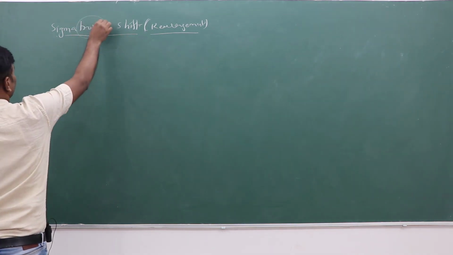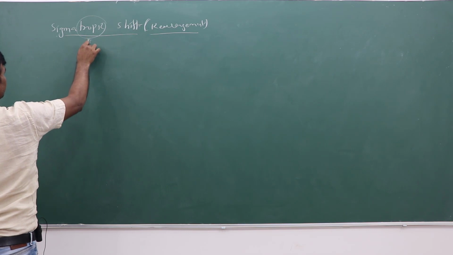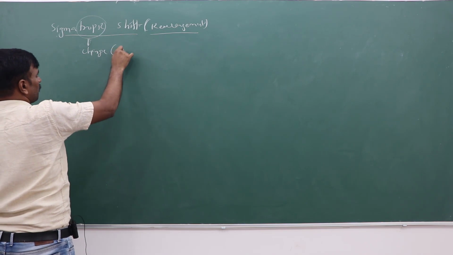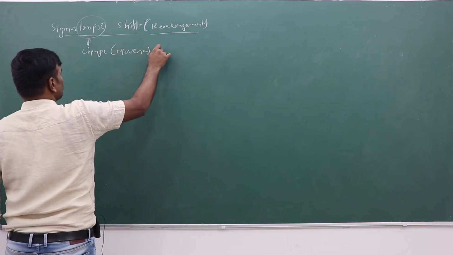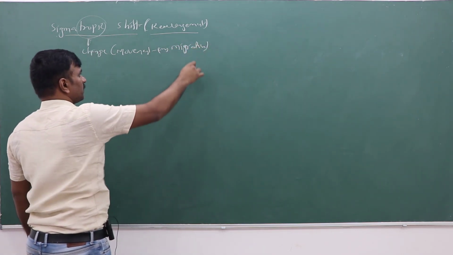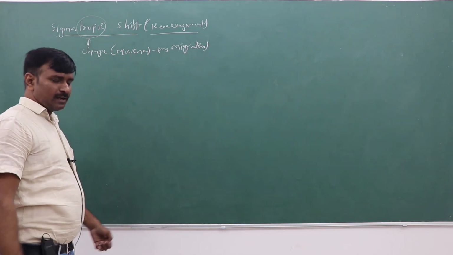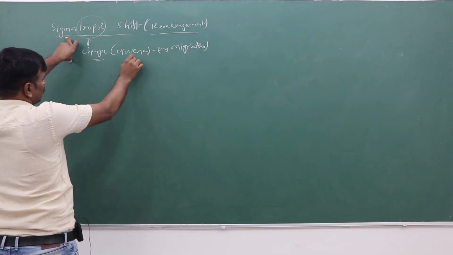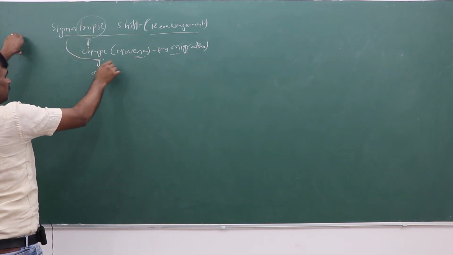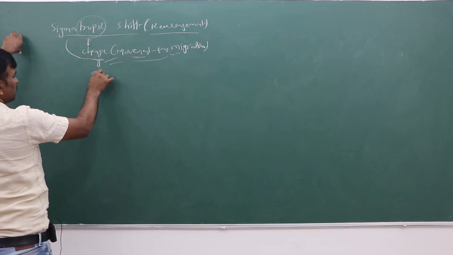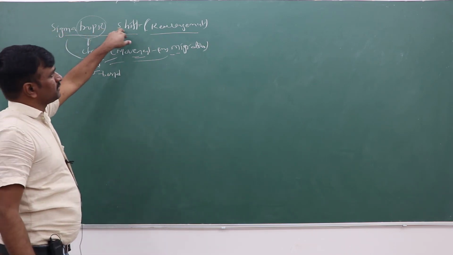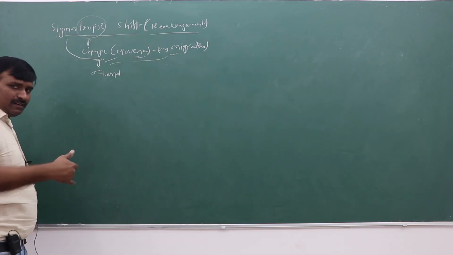In Greek, tropic means change or movement or migration. Movement or migration, right? So, change, movement or migration of sigma bond, shift or rearrangement, right? Shifting or rearrangement takes place.